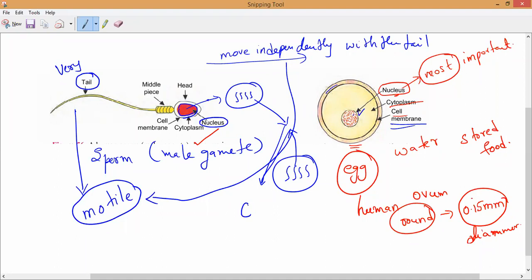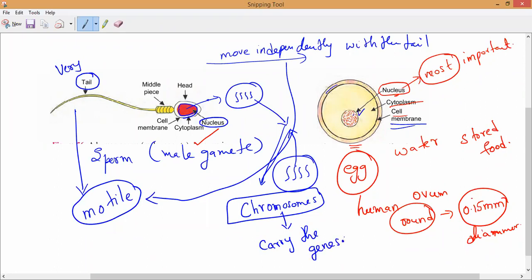Very important: genes from parents to offspring. What is that called? Anyone, please? Chromosomes. Good. So the nucleus of both sperm and ovum contain chromosomes. What is the use of these chromosomes, guys? They carry the genes. Do you understand? From parents to offspring, the genes are carried with the help of the nucleus.